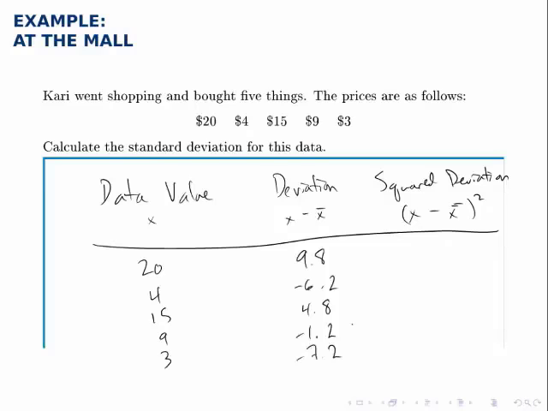Once we've done that, we square them all. And remember, the reason that we square them is because if we try to average these deviations, we would get 0, because the positive ones and the negative ones would cancel each other out.